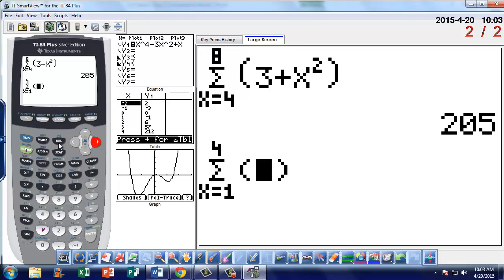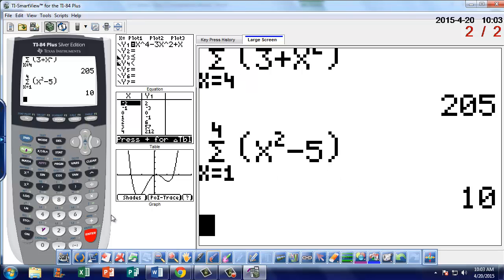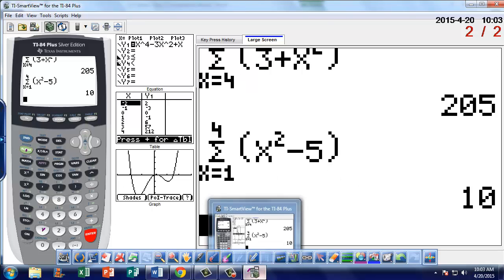And like I said, the original problem had a K, but because I used X, I'm going to put X. So we have X squared minus 5. Arrow over and hit enter. The answer is 10. Now, the next one looks a little bit strange because it has an I in the problem, but then there's no I for the rule. So let's try plugging it in.